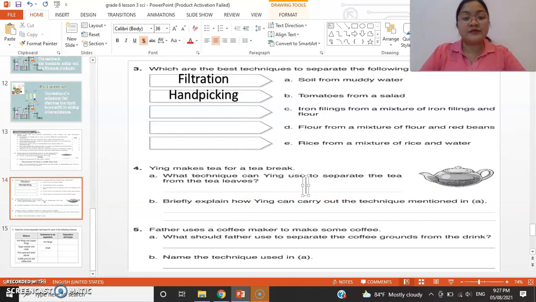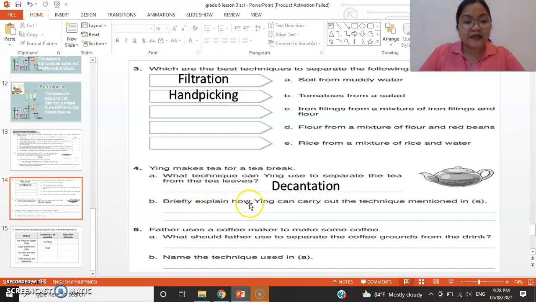We're going to use 5, 4, 3, 2, 1. Very good. The answer is decantation. Very good. Letter B. Briefly explain how Ying can carry out the technique mentioned in A. So can you please explain what decantation is? Okay, write your answer in B.